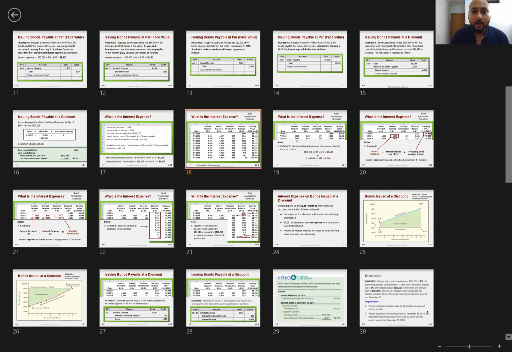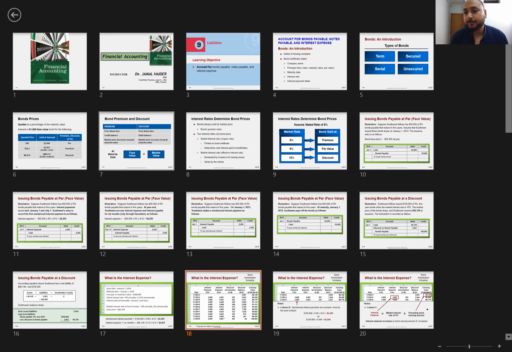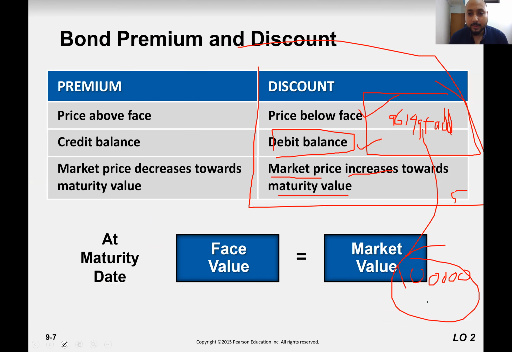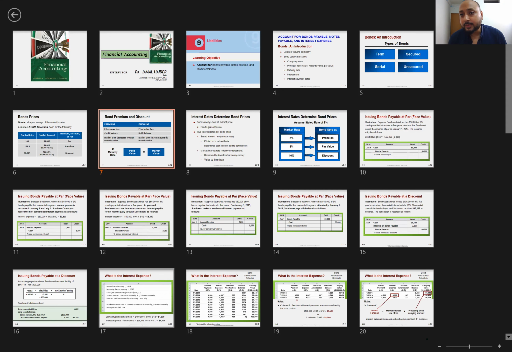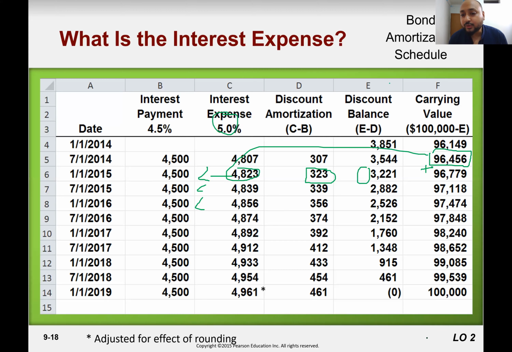So look, what we talk about, that the market price of the bond increases toward maturity value. It means this discount will eventually be zero, and all the discount is going to be added to the bond payable. So remember, this last one is a plug figure here.